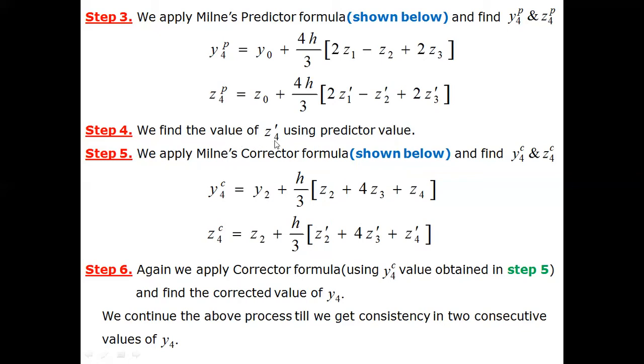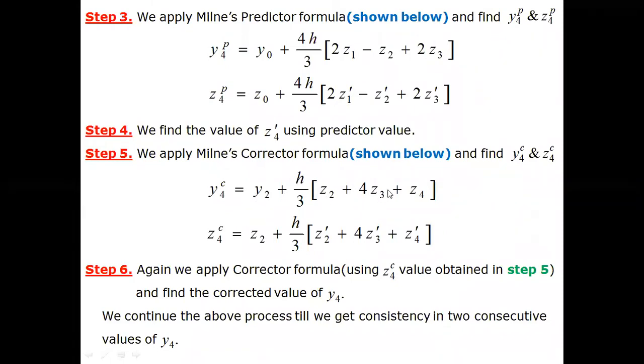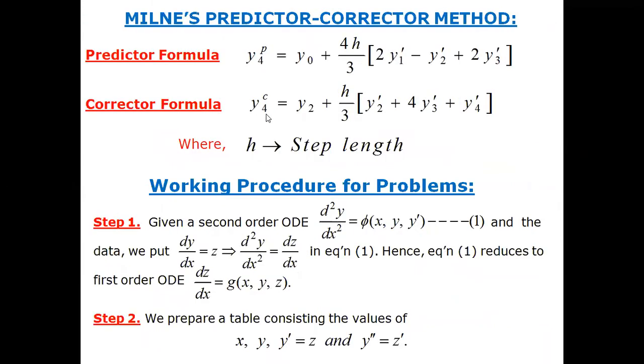Once you find this z4 dash, in step 5 we apply the Milne's corrector formula shown below. The corrector formula is y4c equals y2 plus h by 3 into z2 plus 4z3 plus z4. So this is the Milne's corrector formula for y. See, this formula is the same as the previous one. You can see this is the Milne's corrector formula: y2 plus h by 3 into y2 dash plus 4y3 dash plus y4 dash.